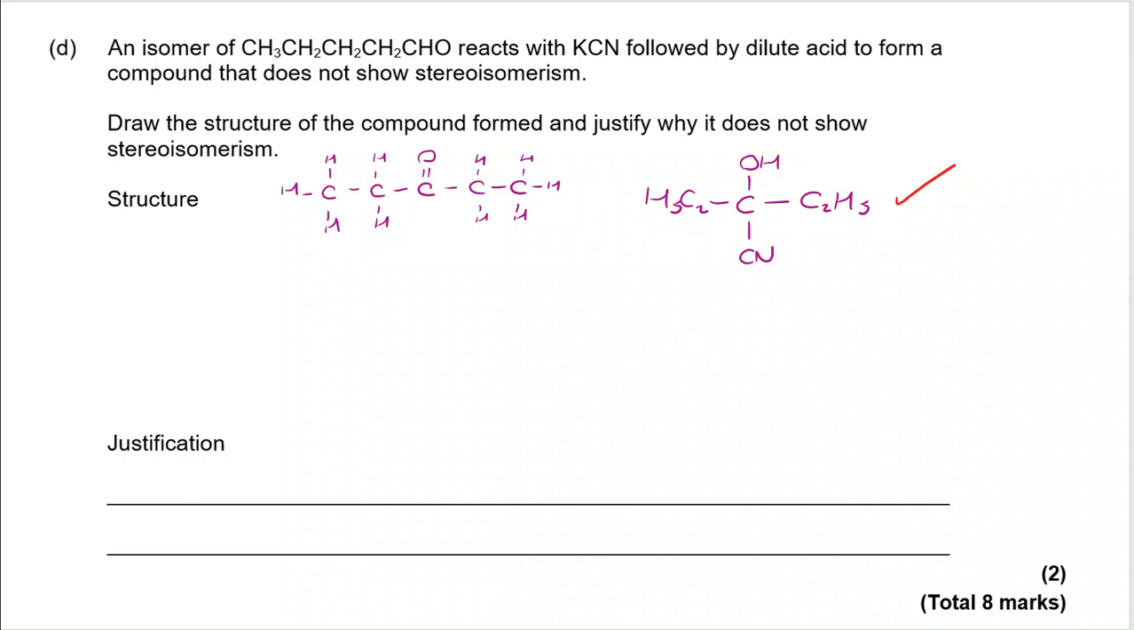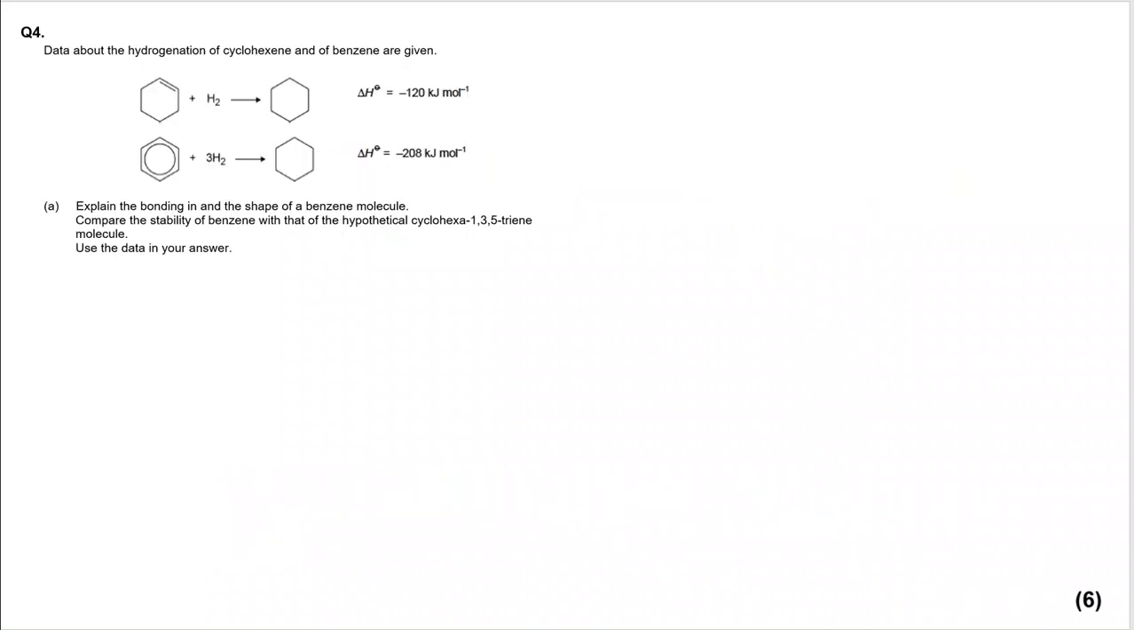So the justification for this, for the second mark, is this compound does not contain a chiral center. It cannot show optical isomerism. Let's move on to number 4, a 6 marker.